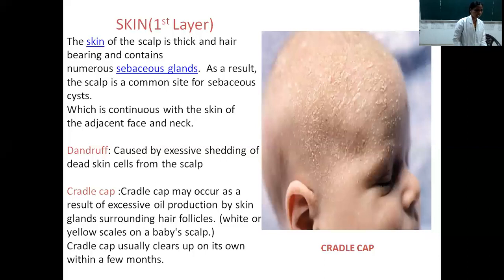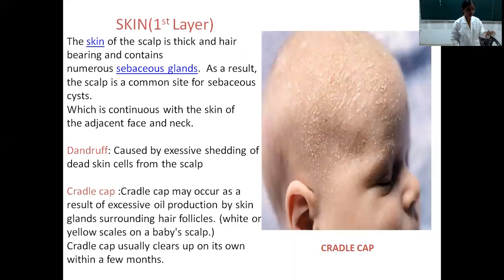The other disadvantage is that because of more sebaceous glands, the scalp is one of the important sites for sebaceous cysts. If the sebaceous duct is obstructed, the secretion accumulates and converts into a sebaceous cyst. Then another clinical importance of this skin is dandruff, which is a common problem on the scalp. What is dandruff actually? It is caused by excessive shedding of dead skin cells. As you know, the most superficial cells of the skin shed off every day, and this excessive shedding of dead skin cells from the scalp leads to dandruff.